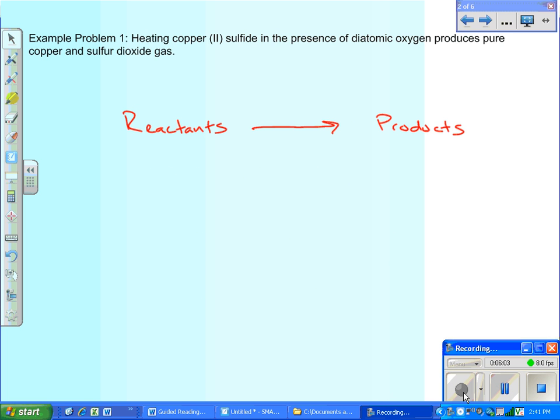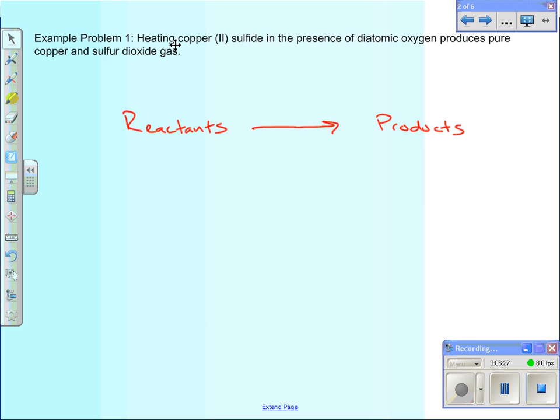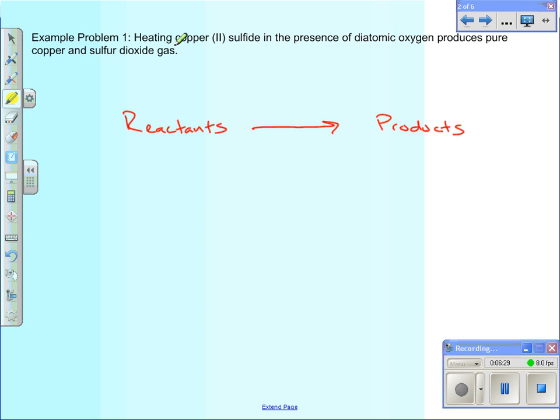Okay, next one we'll do an example here, and this is again from the guided reading that we did. Heating copper 2 sulfide in the presence of diatomic oxygen produces pure copper and sulfur dioxide gas. So the first thing we're going to do is take a look at building what's called the skeleton equations, just getting the reactants and the products, the ingredients right, but not worrying right away about the amounts of the ingredients. So copper 2 sulfide is one ingredient here, right there.